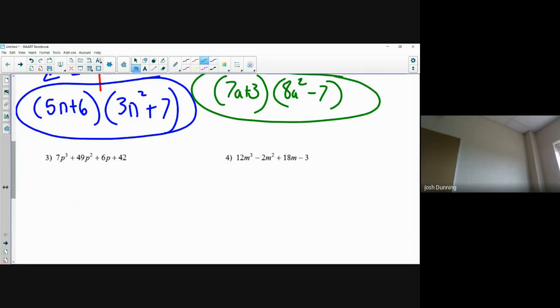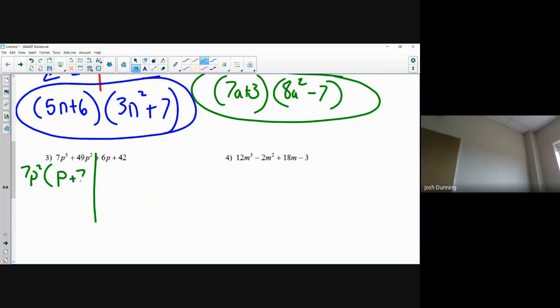Number 3. Hey, this one's nice. Everything's positive. Left side, 7p squared. I can divide by 7. 7 divided by 7 is 1. Maybe we write the 1 down. Maybe not. There's a p left. I could write 1p, but it means the same thing, so I don't have to.